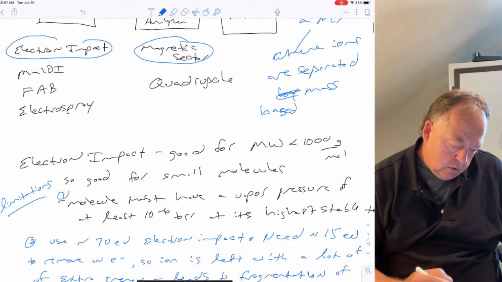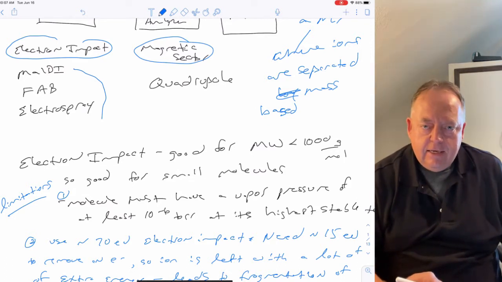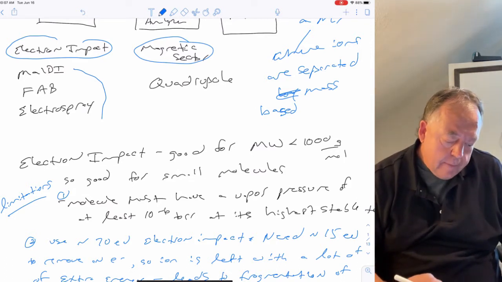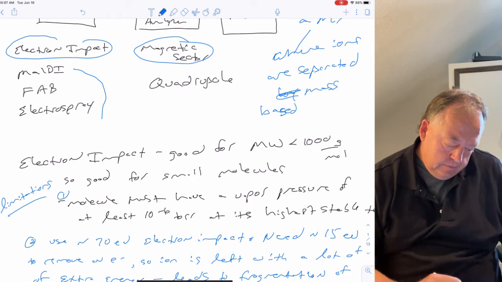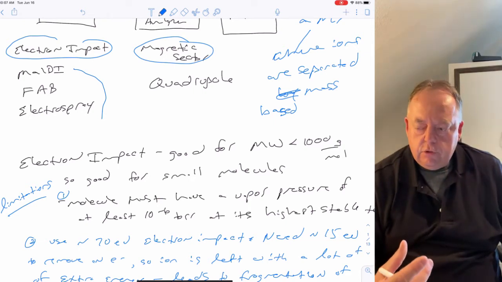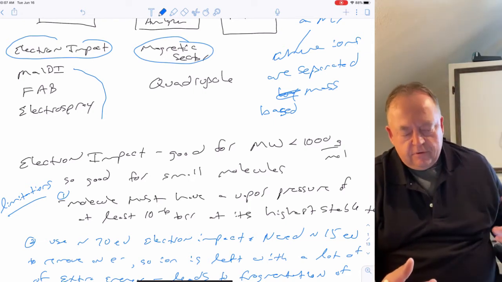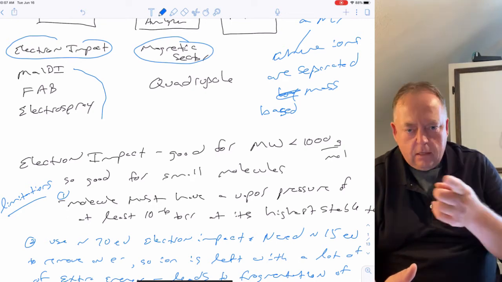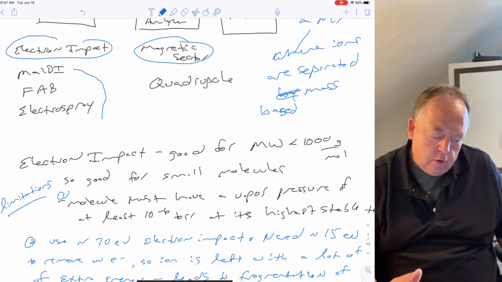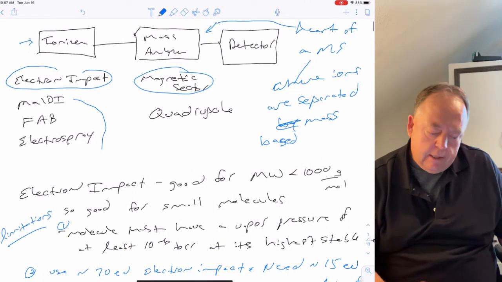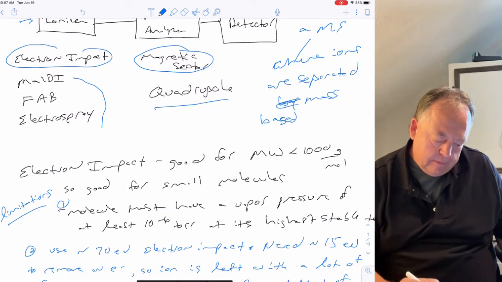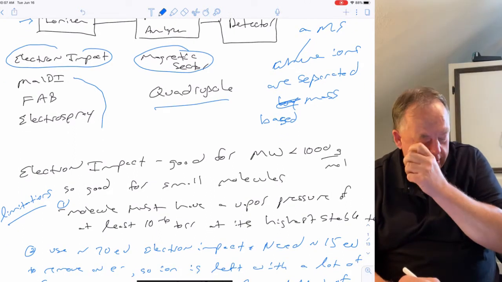So in this lecture we'll talk about 3 different ways to ionize your compound. That's basically just to get it into a charged state, so that the electric fields in the mass spectrometer can accelerate the ions through the mass analyzer. And then in this lecture we'll talk about how a quadrupole works as well.